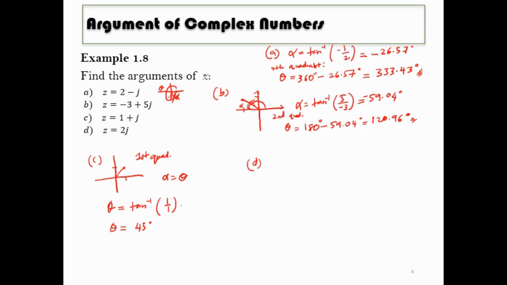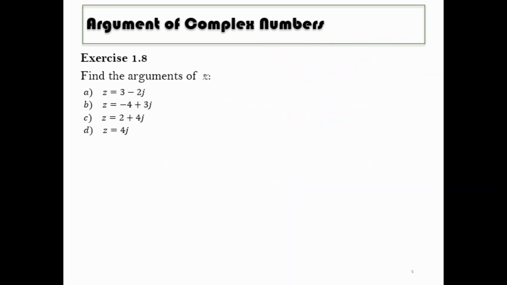So we have to sketch first, okay? So here is the x is 0 and y is equals to 2 here. Because it's obviously 90 degree. So theta is equals to 90 degree. That's it. Okay, so please try to do exercise. Exercise 1.8.